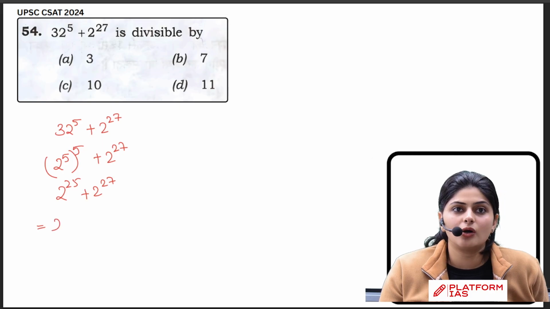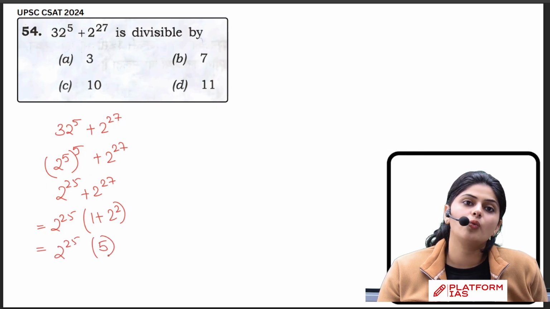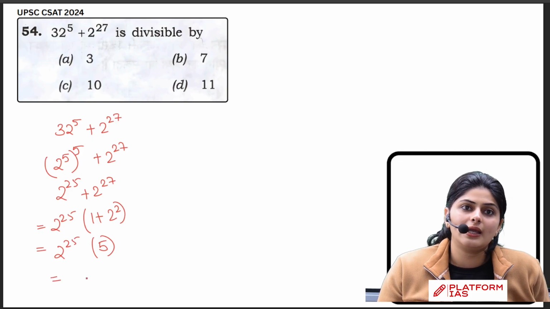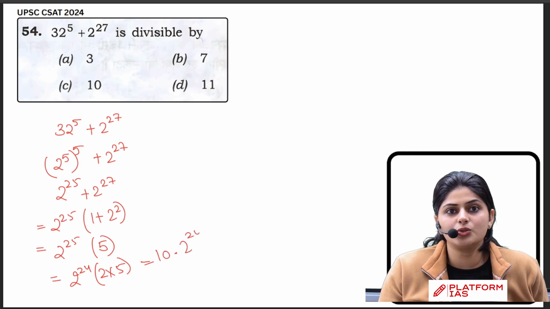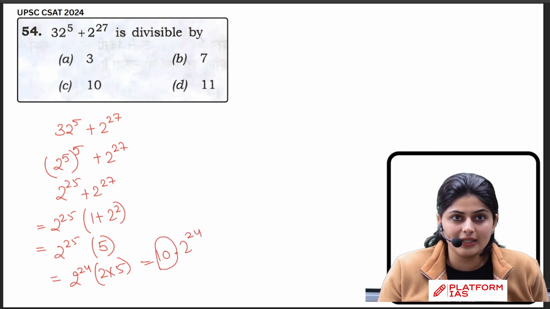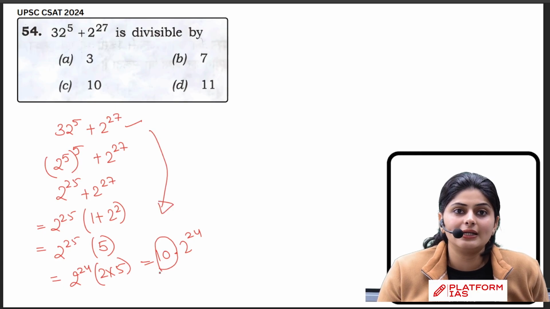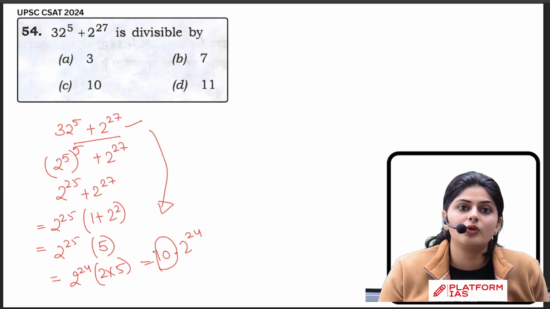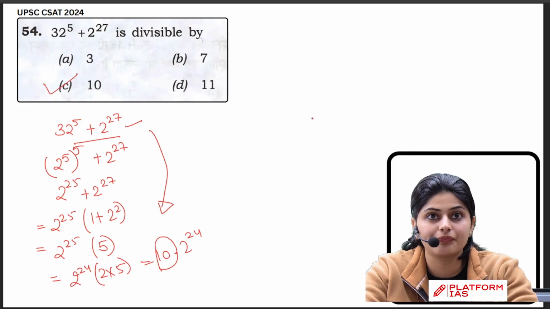Now we can take the common factor outside. It will be 1 plus 2 square, which is nothing but 5. So I can write it as 2 to the power 24 times 2 times 5. I've taken this 2 outside, so it will be 10 times 2 to the power 24. So we have a factor of 10 here, and this sum will be divisible by 10. Answer will be option C.